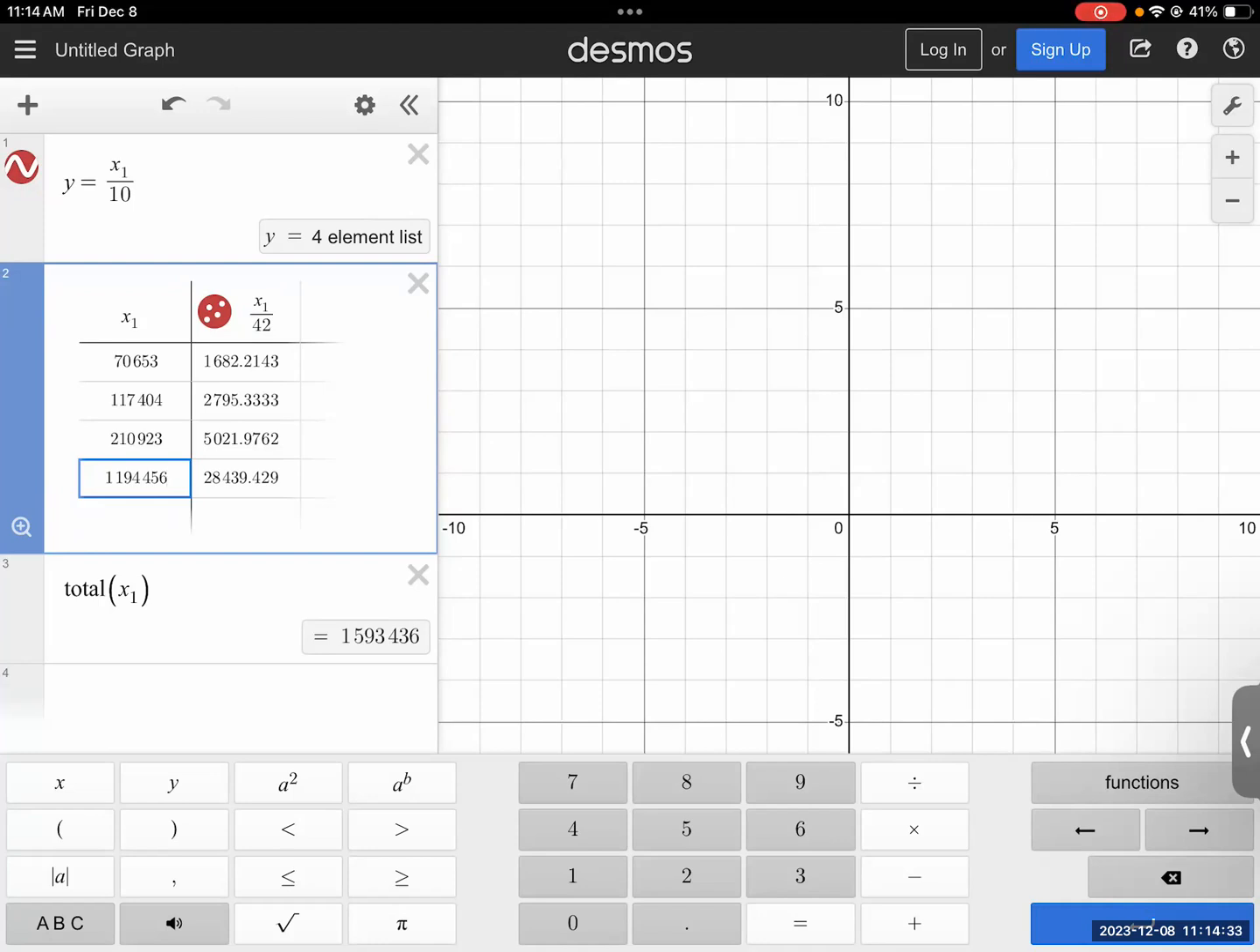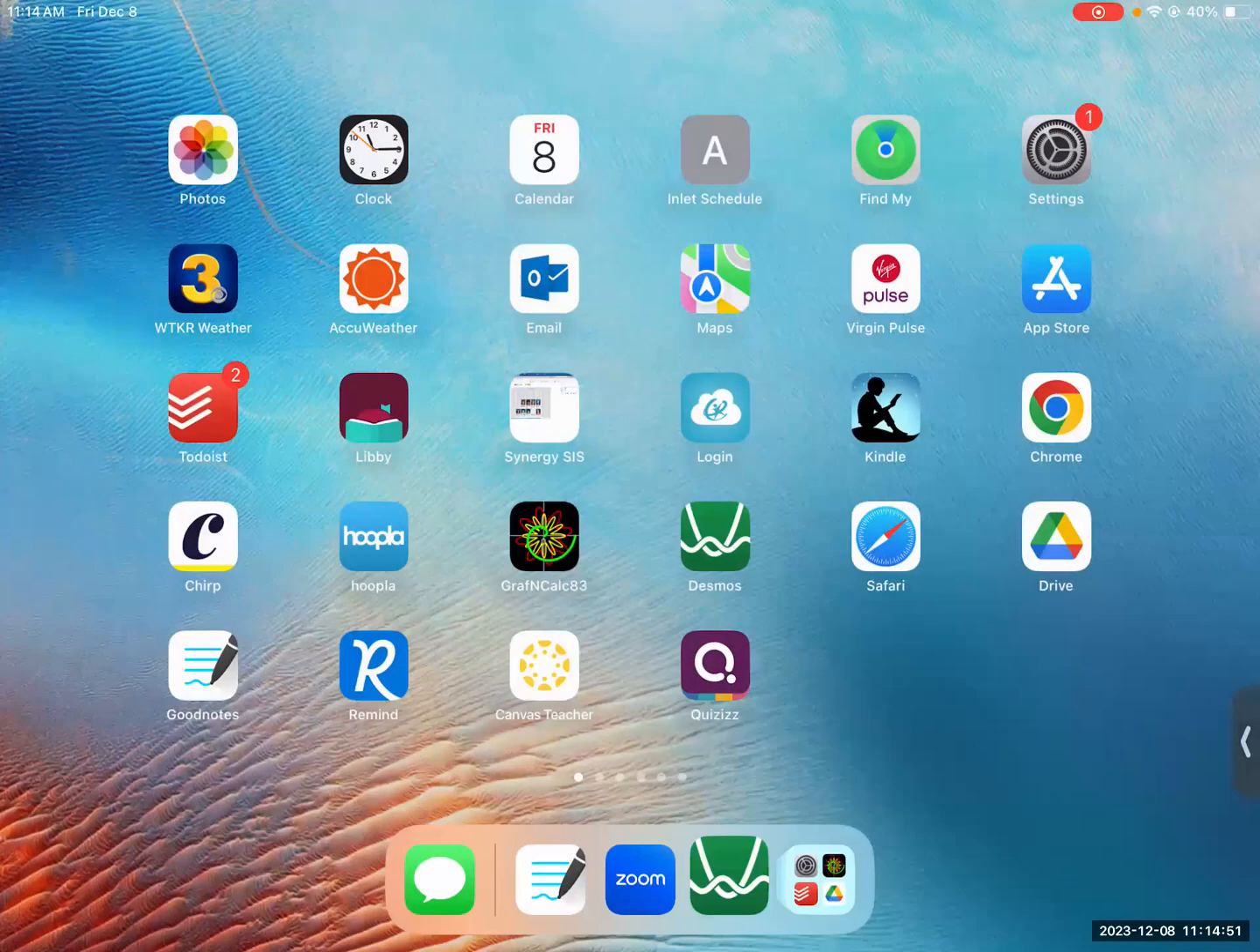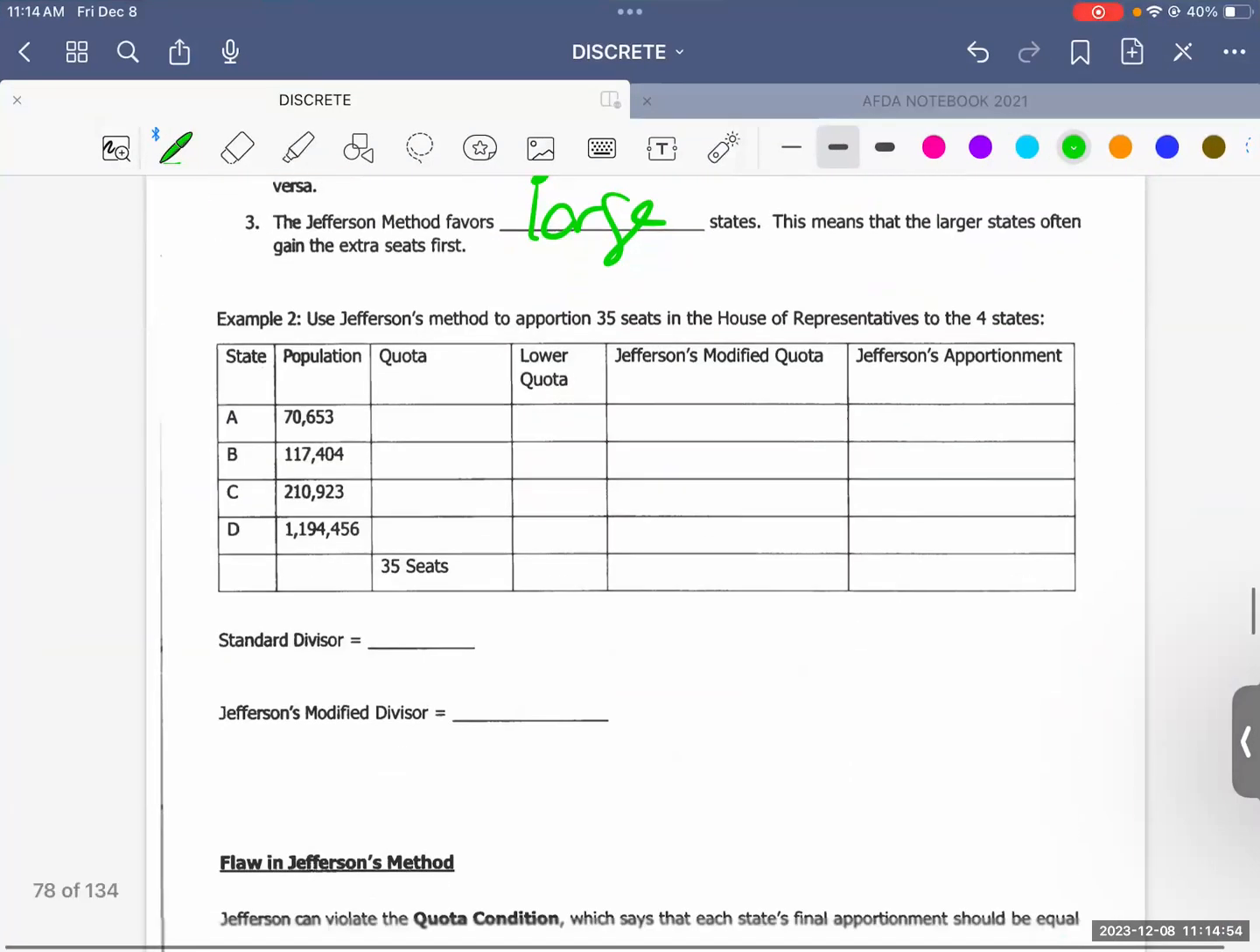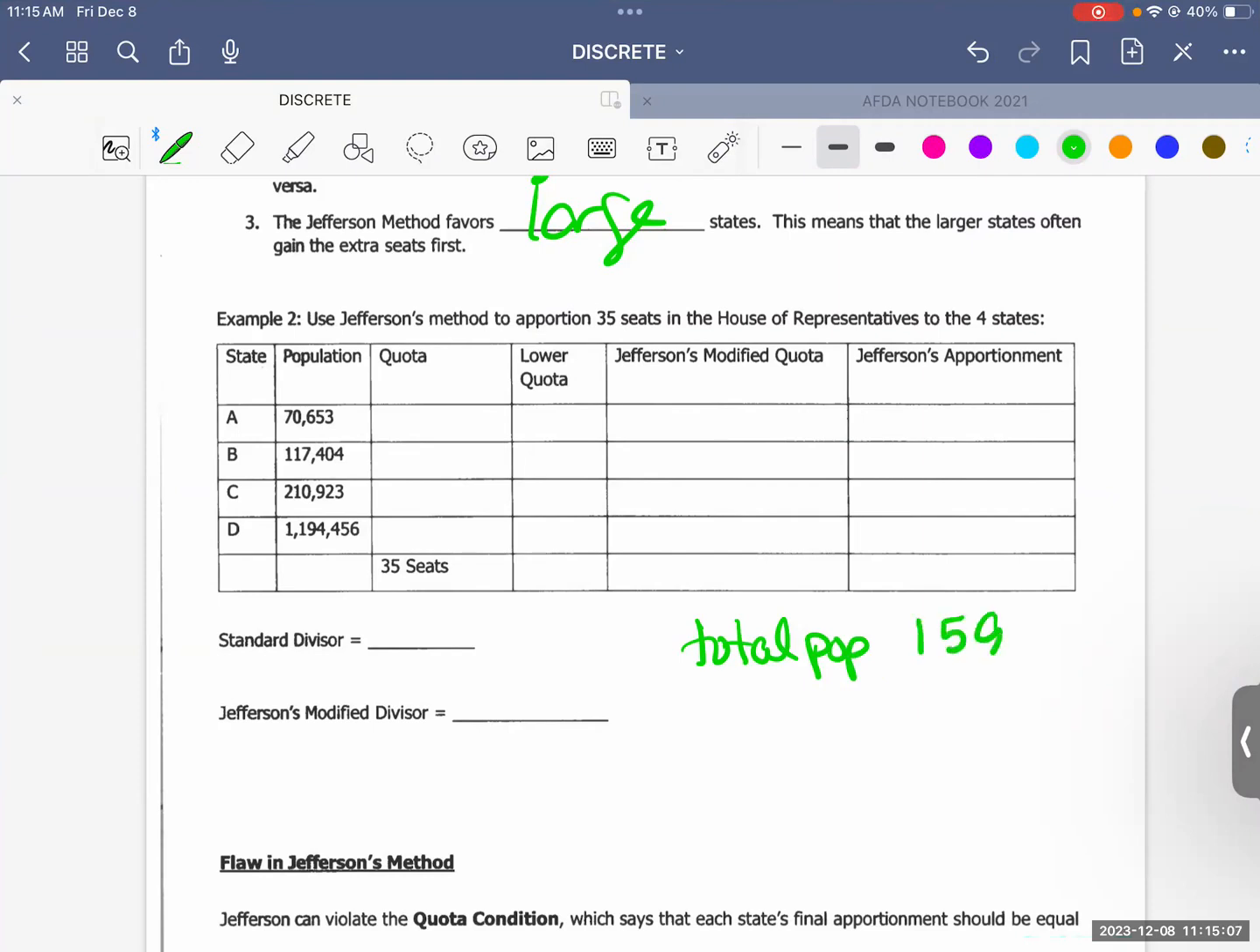Okay, so I've got all my numbers in, I'm double checking them. 5, 4, 6, 2, 10, 9, 23, 117, 404, 70. All right, so now let's find our total. We have our total. Everybody write your total down. Total population is going to be 1,593,436.